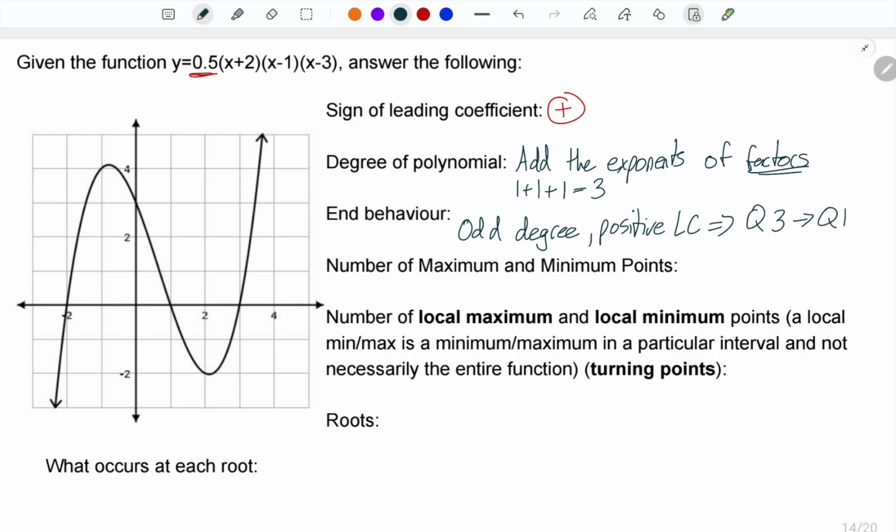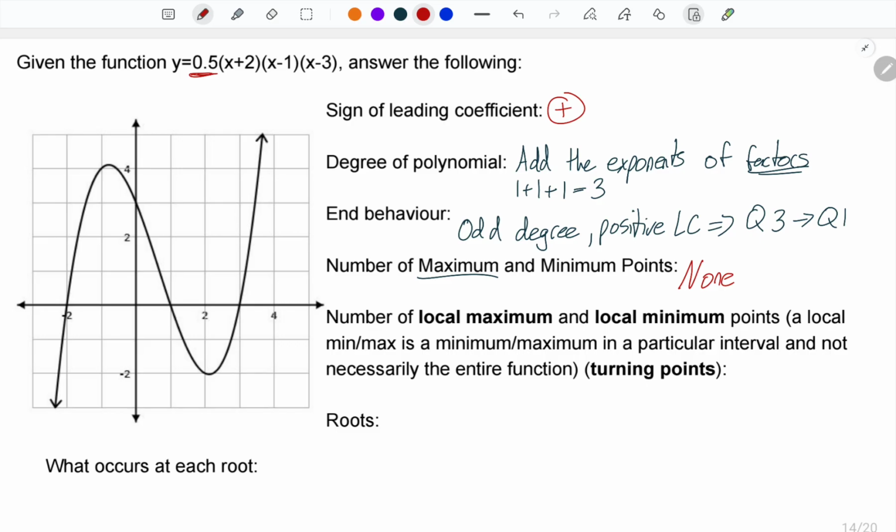All right, number of maximum and minimum points. So do we have a maximum? Do we have a highest point? Well, we have this thing that looks like it's some sort of maximum, but we get higher in the graph on the right. And the graph keeps going up and up, so there is actually no maximum. Similarly with the minimum, we keep going down and down and down, so we have none.